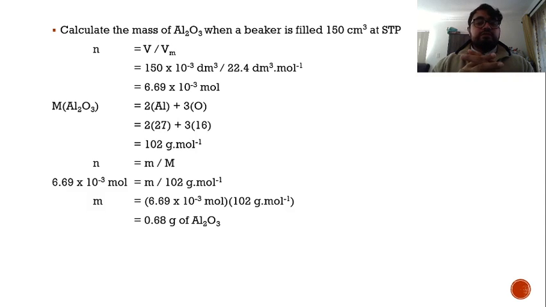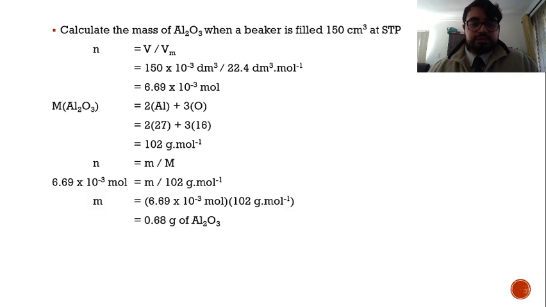Or I could give you volume and ask you to find the molar mass of a compound, and I'd give you the mass for that. So these formulae are quite interchangeable and used quite often together. Okay, so let's move on. Please, if you do have any questions regarding these, drop me an email and I will respond to them.